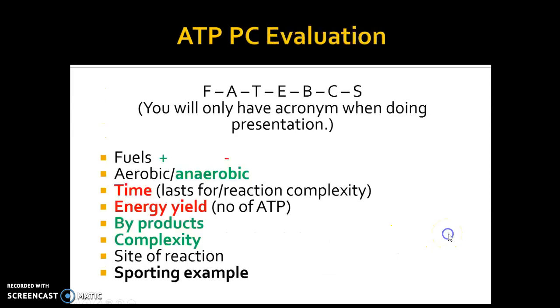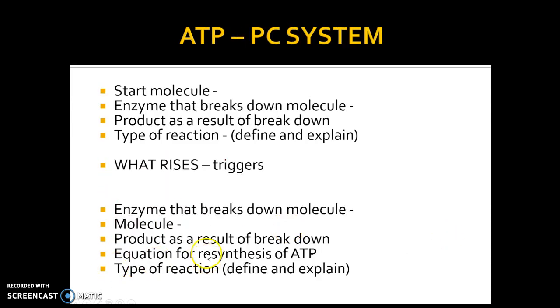Now on top of that, in terms of how the equation to resynthesize it works, the energy that's released from PC breakdown is used to fuse the P back to ADP to form ATP, and that is known as an endothermic reaction, which finishes it off and gives you 10 seconds.